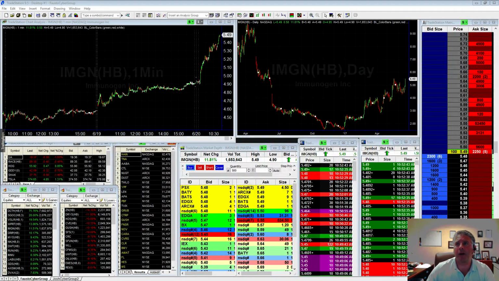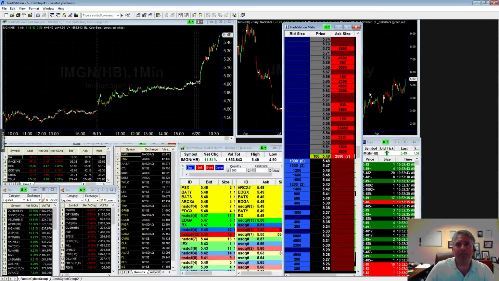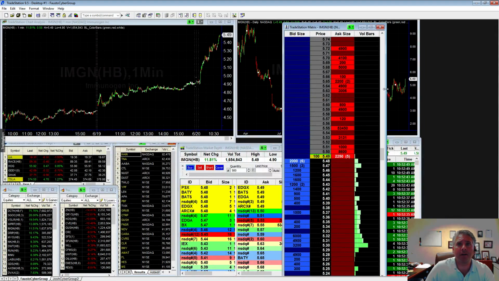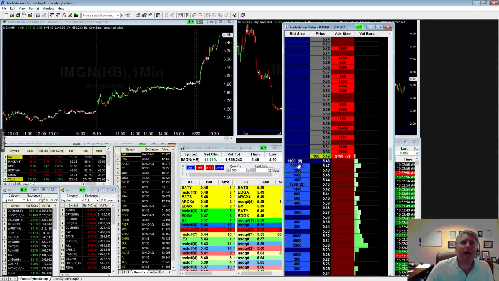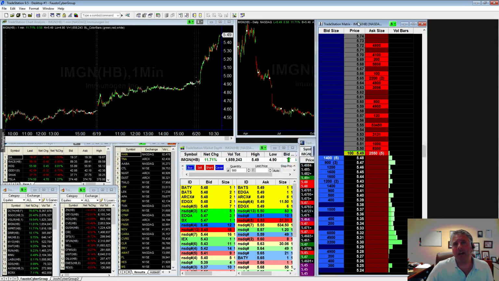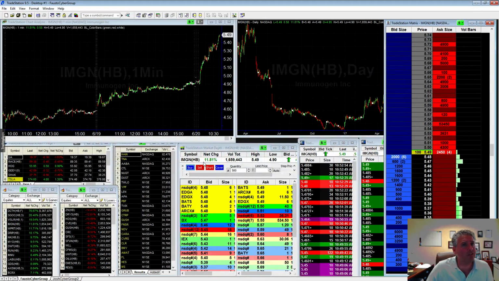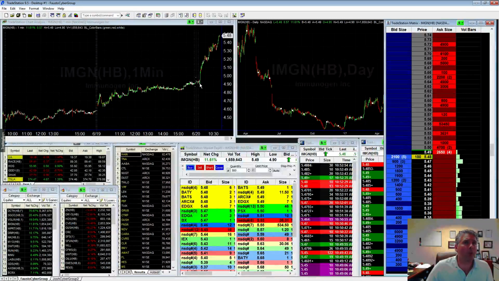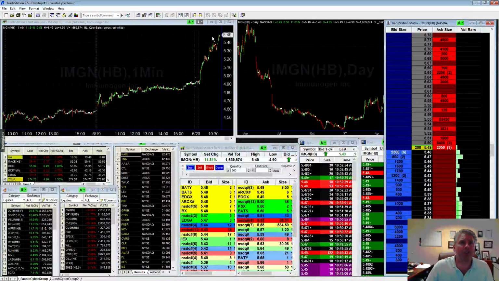Over here on the top right-hand corner is the Matrix. Having a little bit of understanding of what we've got, the blue are the buyers, and the red are the sellers. What I want to focus on is a stock today that's making a really nice move. IMGN is the symbol. It's up 11%, with 1.6 million shares traded. It started this morning at $4.90 and it's already up almost 60 cents. That's not on 1,000 shares, talking about a $600 profit.